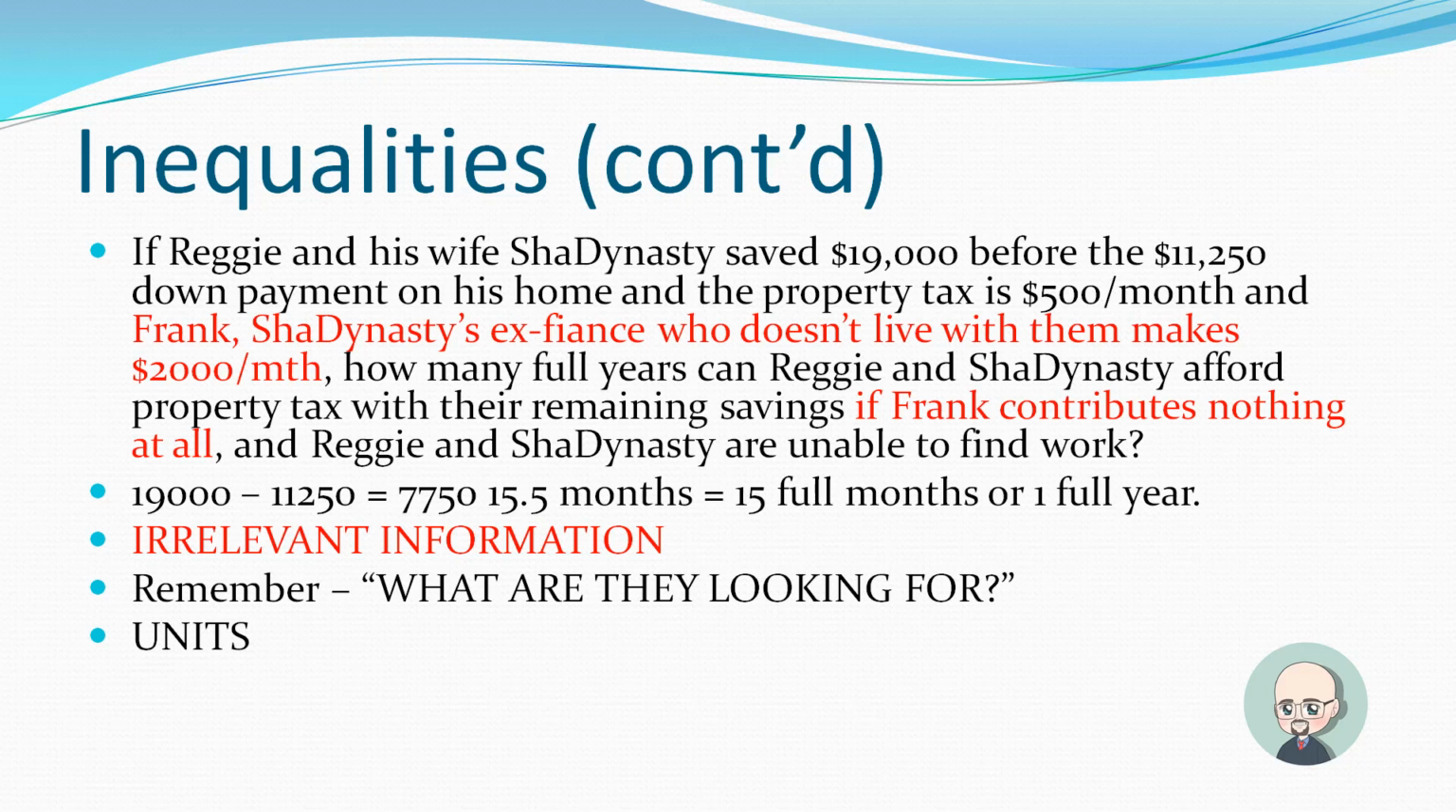So they might put for one of the answers 15.5 months. They may put 12 months. They may put 1 full year. They may put 2 full years. You may be scratching your head. Do I round up? Do I round down? Whenever you have an inequality kind of problem or something with the budget, you're usually going to round down.